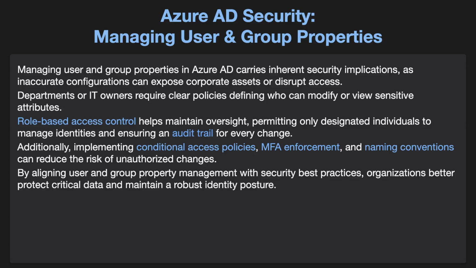Managing user and group properties in Azure AD carries inherent security implications, as inaccurate configurations can expose corporate assets or disrupt access. Departments or IT owners require clear policies defining who can modify or view sensitive attributes. Role-based access control helps maintain oversight, permitting only designated individuals to manage identities and ensuring an audit trail for every change. Additionally, implementing conditional access policies, MFA enforcement, and naming conventions can reduce the risk of unauthorized changes. By aligning user and group property management with security best practices, organizations better protect critical data and maintain a robust identity posture.